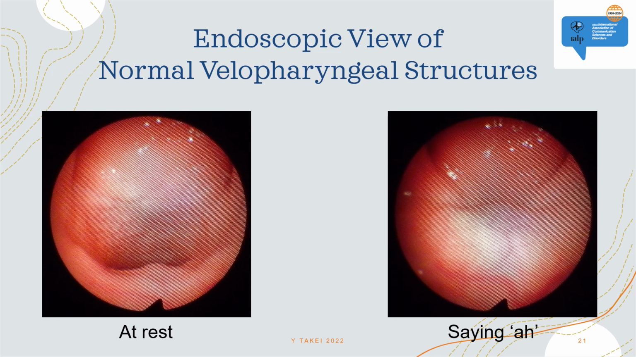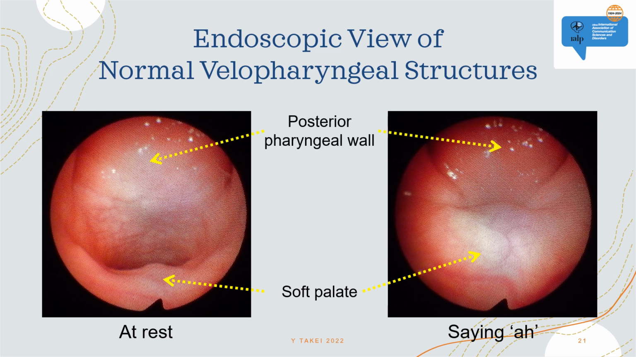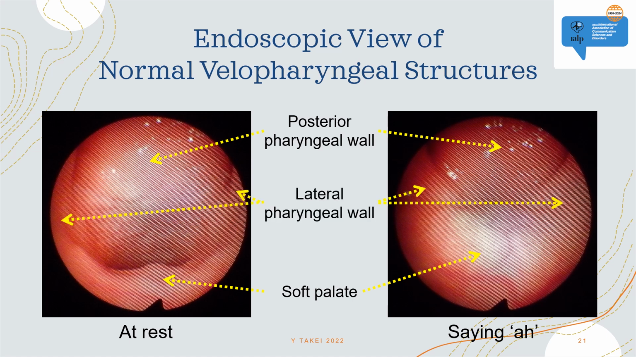These are the endoscopic view of my velopharyngeal structures. The soft palate is at the bottom of the screen, and the posterior pharyngeal wall is at the top of the screen. And you can see the lateral pharyngeal walls here. At rest, the soft palate is lowered and the VP port is open. During speech, the soft palate is elevated, and together with the lateral and pharyngeal wall movement, the VP closure is accomplished.